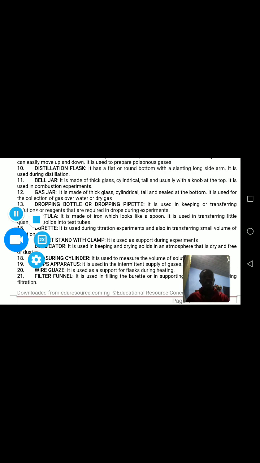The next one here is the bell jar. That is the next lab apparatus. A bell jar is made up of thick glass, cylindrical, tall, and usually with a knob at the top. It is used in combustion experiments. So we are carrying out a combustion experiment, and the bell jar plays a role in the experiment. Hope you're following. Please follow carefully.